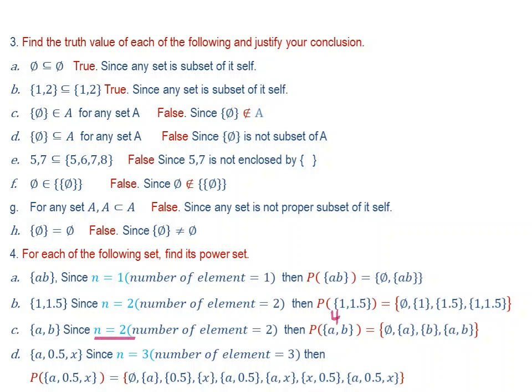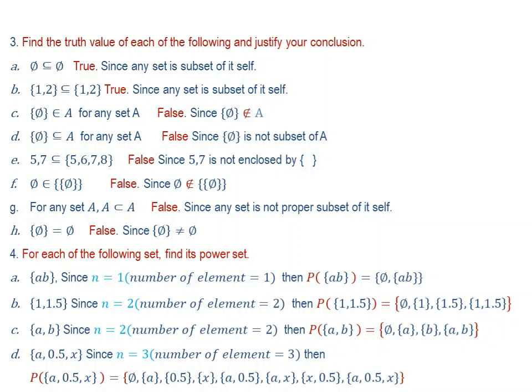C. The set containing A, B. Now, what is the power set of the set containing A, B? Since the number of elements of the given set is 2, the power set of the set containing A, B has 2 to the power of 2, which is 4 elements. Therefore, the power set becomes the set containing the empty set, the set containing A, the set containing B, and the set containing A, comma B.